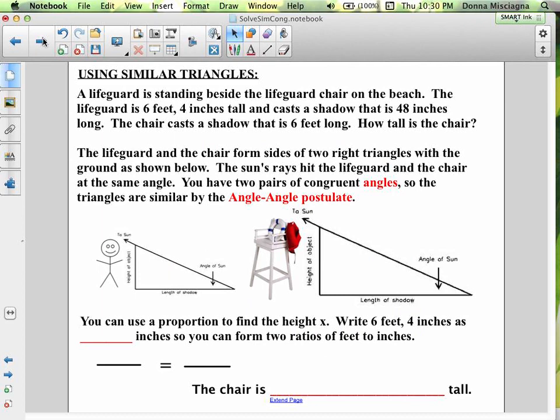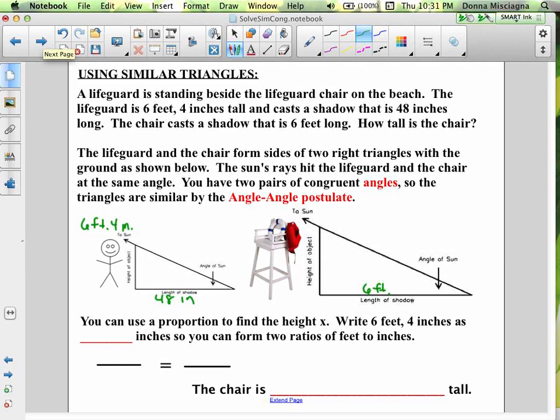A lifeguard is standing beside the lifeguard chair on the beach. The lifeguard is 6 feet 4 inches tall. He's a little bit skinny fellow right over here. He doesn't eat much, all right, so he's skinny. And creates a shadow that's 48 inches. The chair casts a shadow that's 6 feet. How tall is the chair?